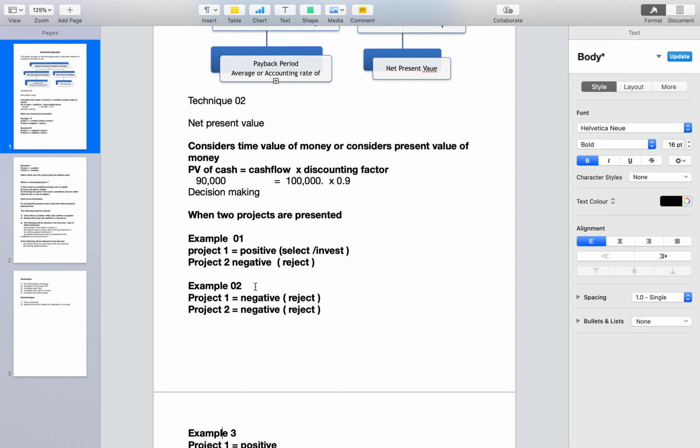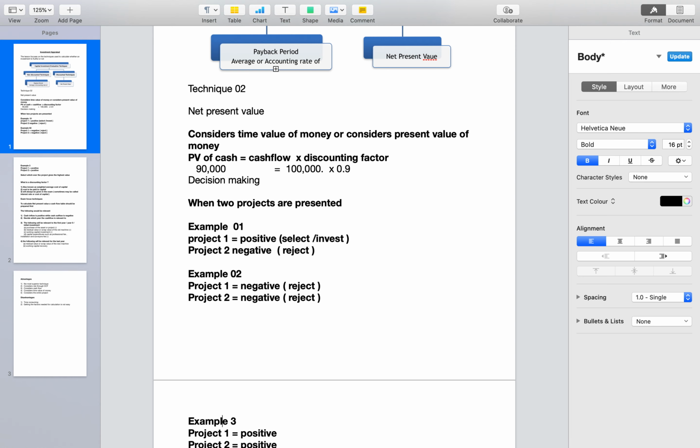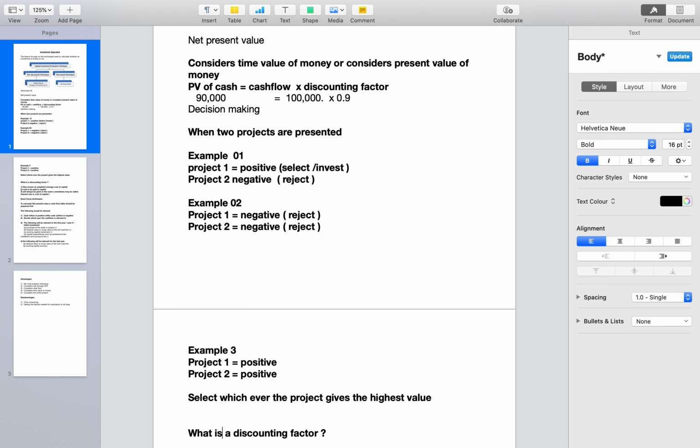Now in example 2, we have 2 projects. Our last answers are both negative. In that case, you are not going to invest in any of the projects. Example 3, guys, given over here: Project 1's last answer is positive and Project 2's last answer is also positive. In that case, you always go and invest in the project that gives you the better answer.